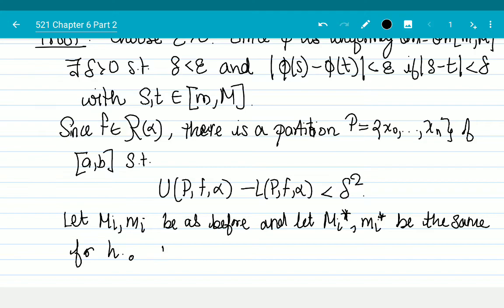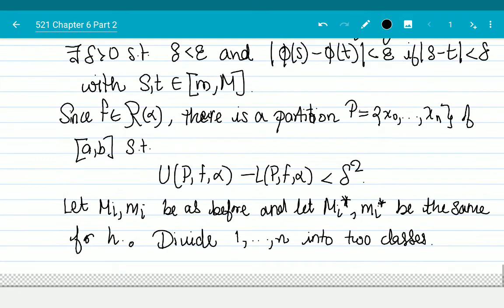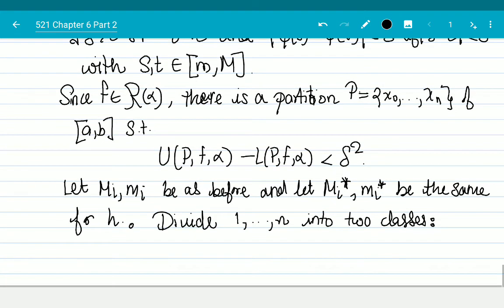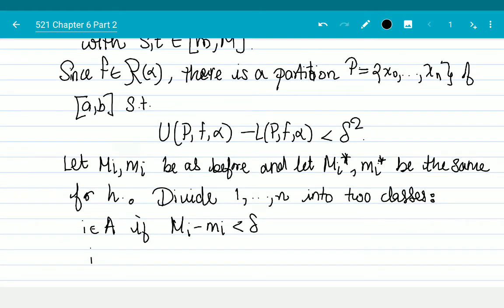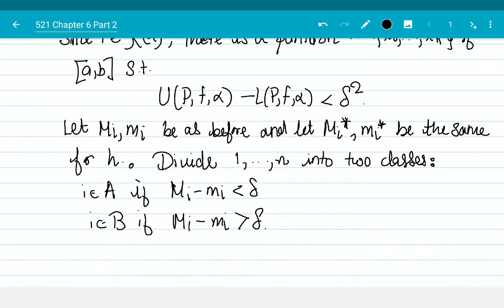Now, divide 1 to n into two classes. First, i belongs to A if capital Mi minus small mi is smaller than delta. And i belongs to B if capital Mi minus small mi is larger than delta.